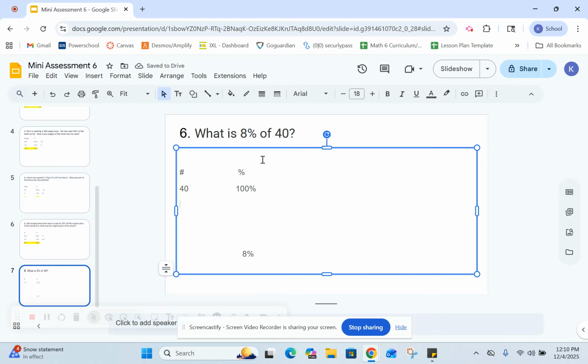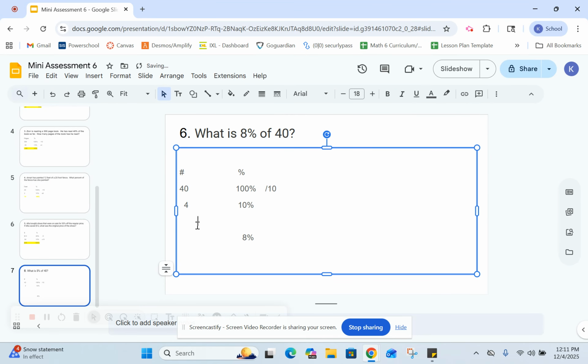Let's work down with our benchmarks. If 40 is 100%, we're going to go to 10%. So 100% divided by 10 is 10%. 40 divided by 10 is 4. So that means 4 is equal to 10%. However, that is still not helpful to go to 8%. So let's keep going with this.